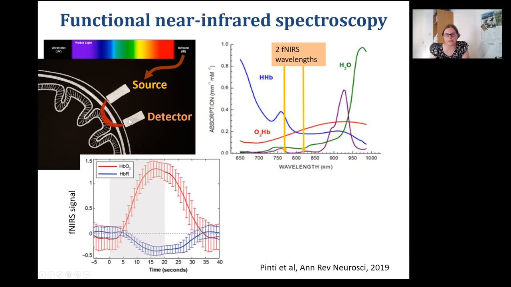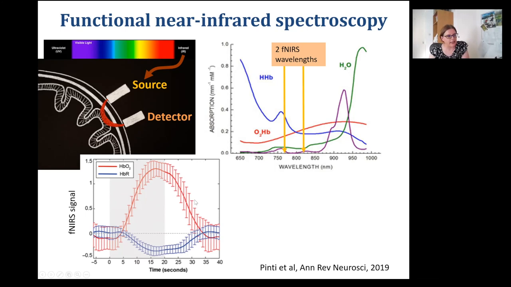The amount the light is scattered will depend on the absorption of the tissue in this bit of cortex, and that will depend on things like the amount of oxygenated and deoxygenated blood in that bit of the cortex. So if we send in different wavelengths of light, then there are different absorption curves for the oxy and deoxy hemoglobin, so we can get nice measures of that.